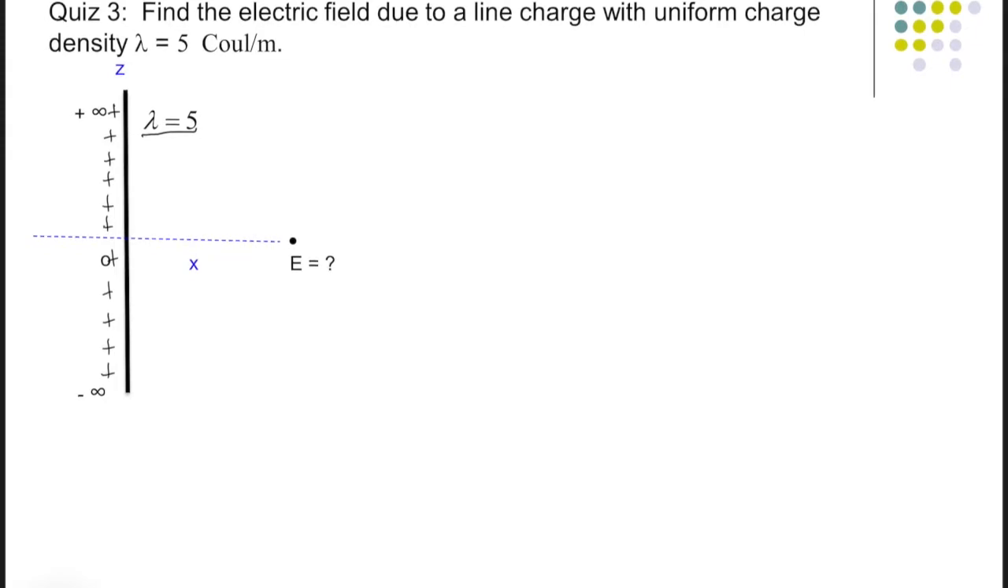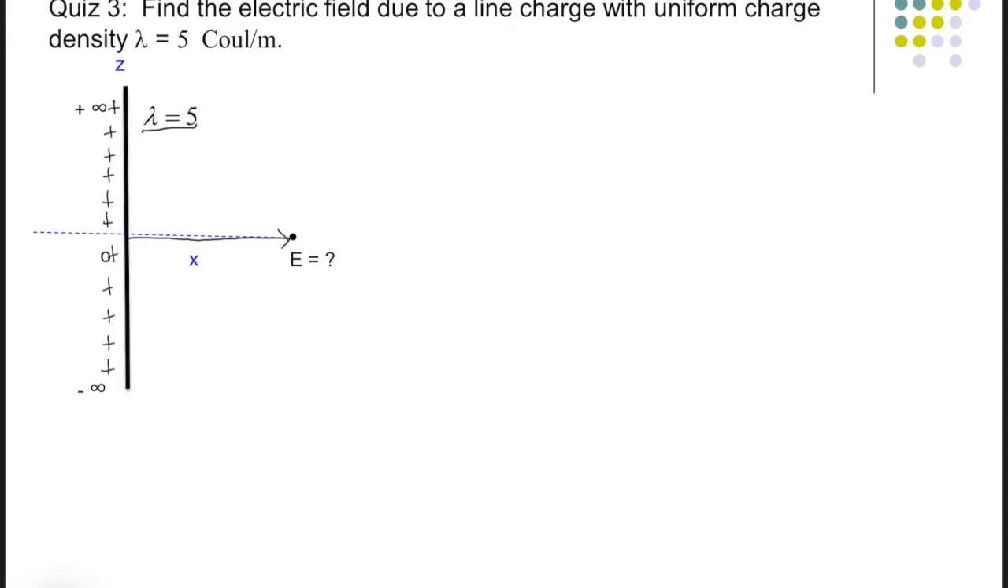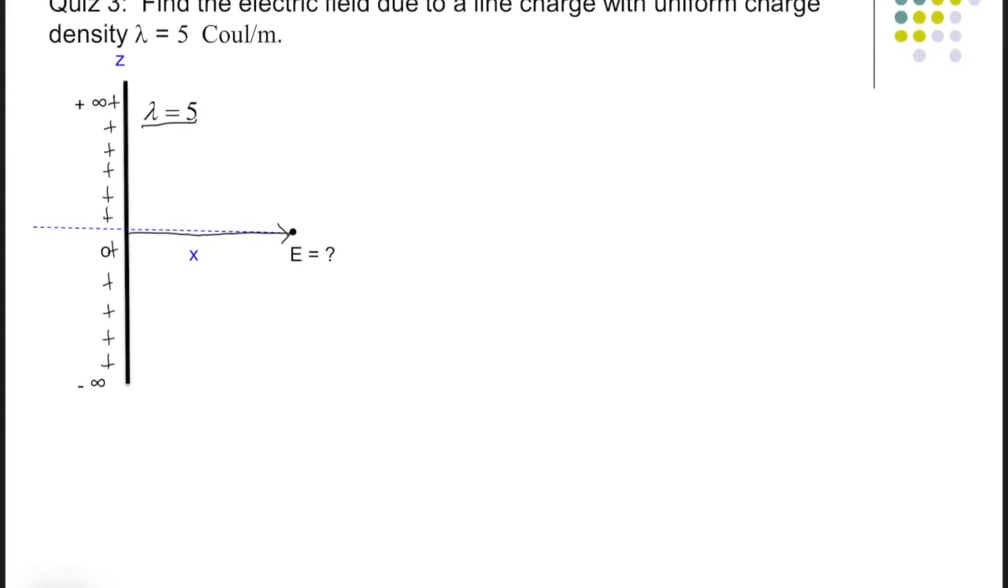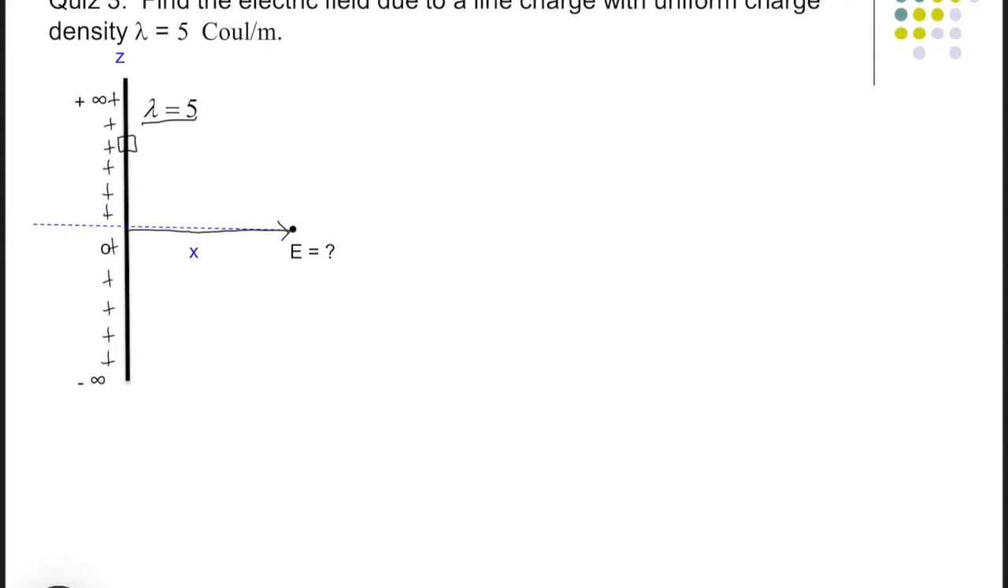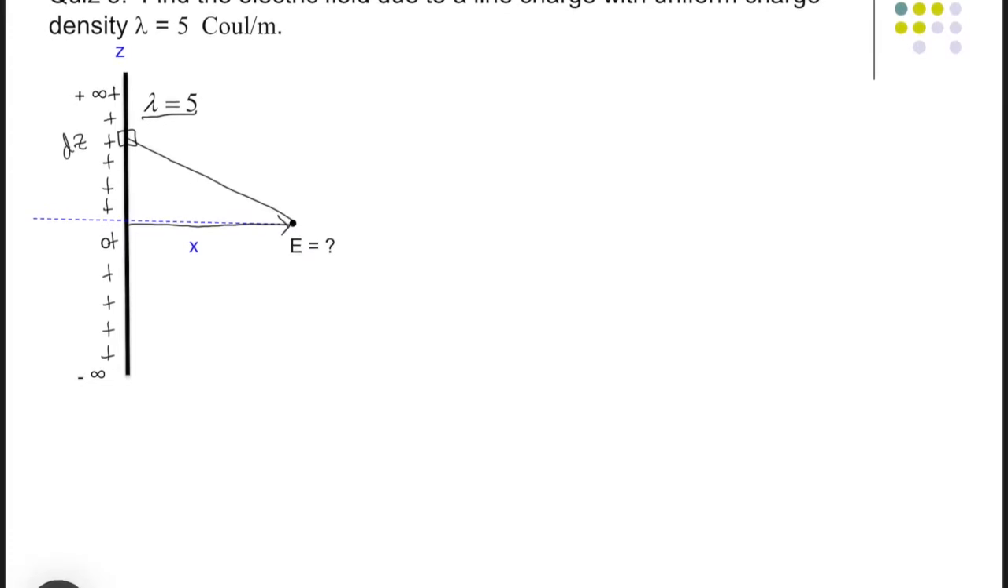We can see from the symmetry that the net electric field will be pointing to the right, in the x direction. We can identify this due to the symmetry of the charge distributions along this infinite line. Alright, so now we want to be able to integrate a part of this line, so we can take a typical element, an infinitesimal point charge. We can call this dz, and we can draw this out to where we want to find the electric field.